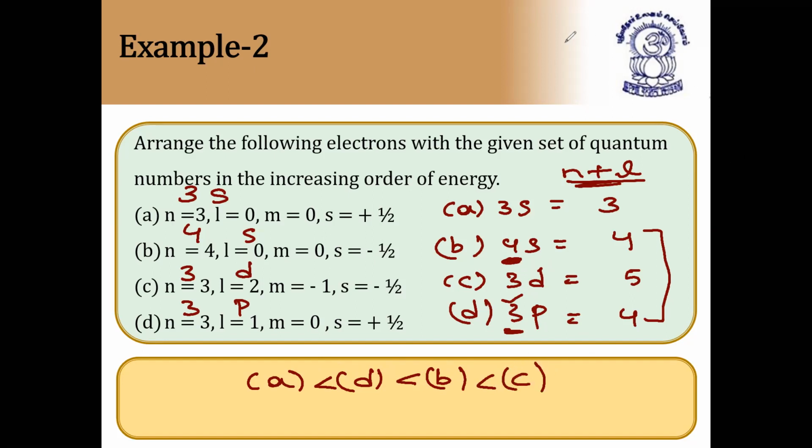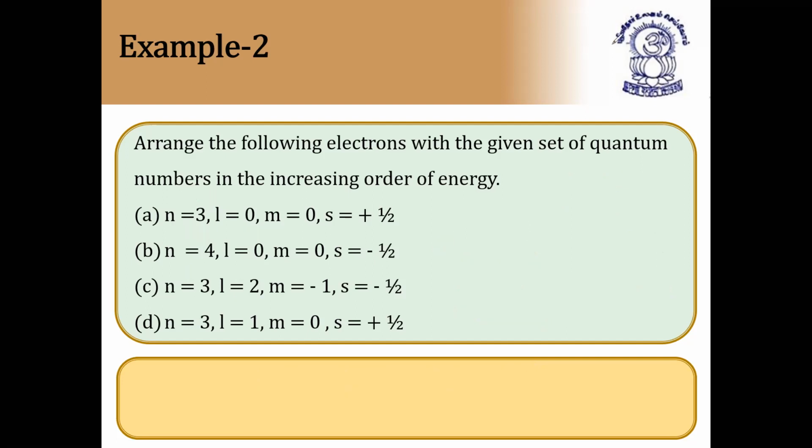So this is the order: A is less than D, D is less than B, B is less than C. So you can check the answer. A is less than D is less than B is less than C. This is called the arrangement in increasing order of energy. Next we have the next concept.